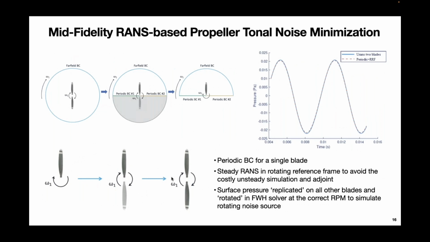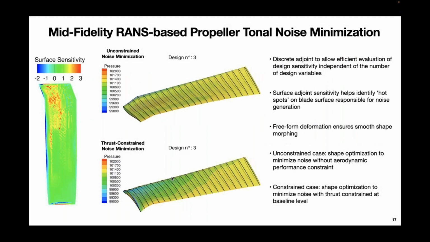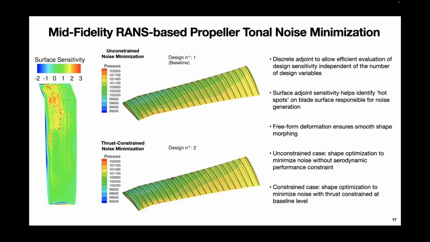We use steady RANS simulation in a rotating reference frame, and what we do is that the surface pressure we replicate it in the F1A solver. We make it rotate inside the F1A solver to simulate the effect of blade rotation. So we perform adjoint-based optimization for these blades.